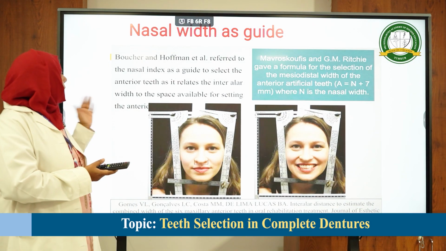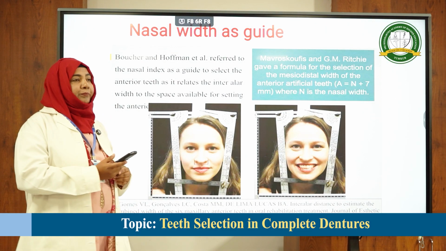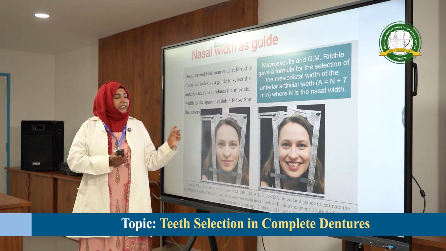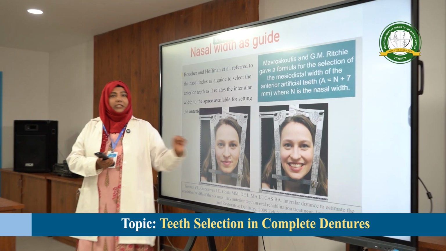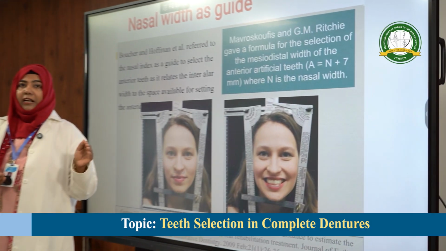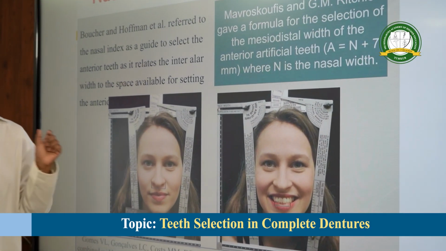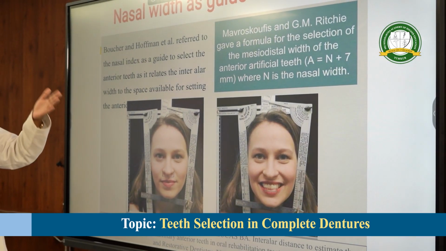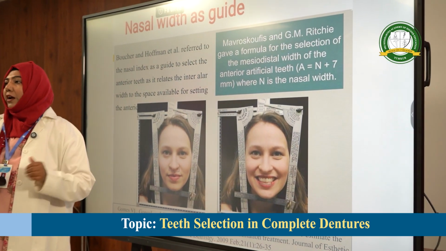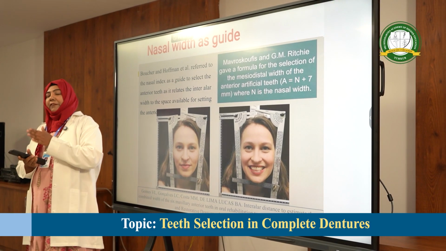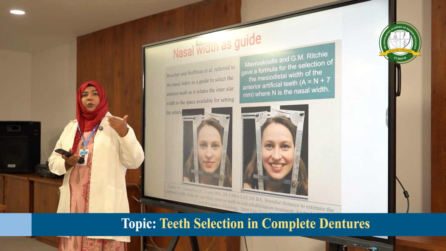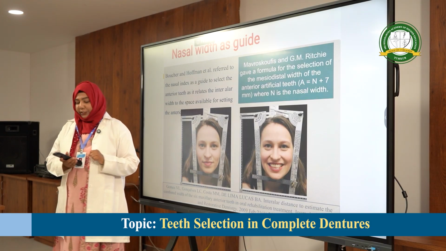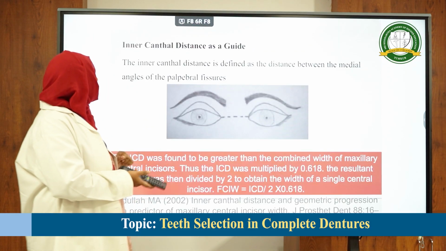Then Boucher and Hoffman et al. have considered nasal width as a guide. What they have done, they have measured the distance between the ala of the nose using vernier calipers, and they stated that this will give you the idea about the width of the maxillary anterior teeth. There's one more study done by Mauskoff and Rishi. They have given a formula where A is equal to n plus 7, where n is nasal width, to which they have added 7 to get the combined width of the maxillary anterior teeth.